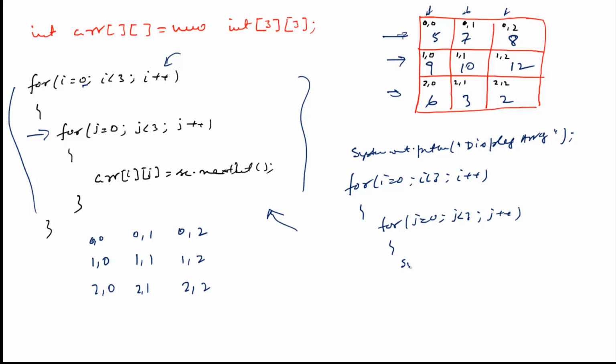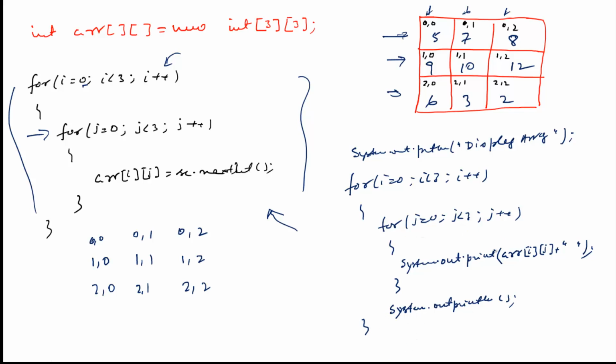So I have to put here System.out.print, not println, okay. So here I'll give this ARR of I and J, then give one space here, and then System.out.println.